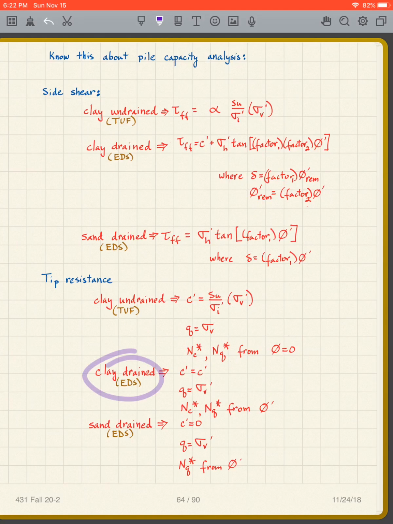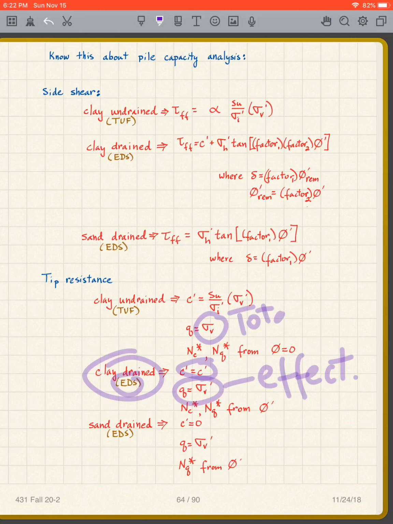Whereas when we have clay drained, C prime is C prime. Q is sigma V prime. It's effective. Why? Because we are in effective drain slow. So it's effective. Over here, it's total. Total. Because it's total on drain fast.